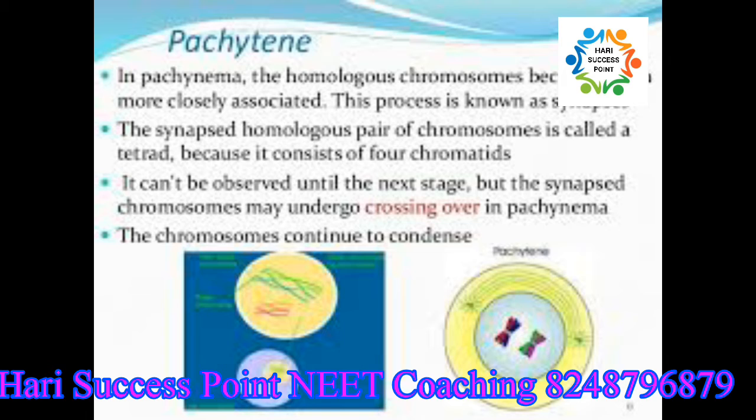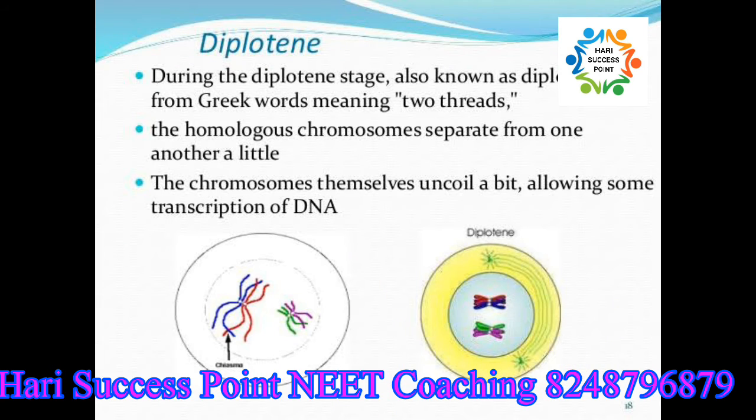The beginning of diplotene is recognized by the disappearance of synaptonemal complex. Simultaneously, the recombined homologous chromosomes of the bivalents separate from each other except at the site of crossover.